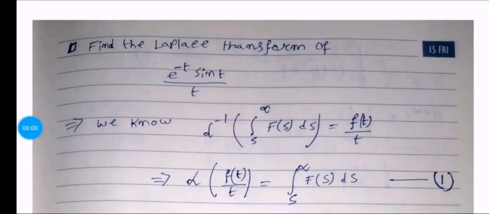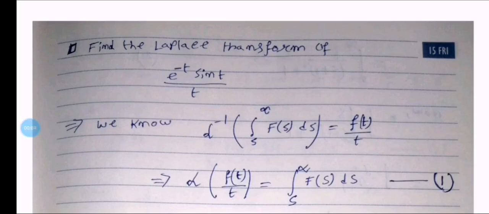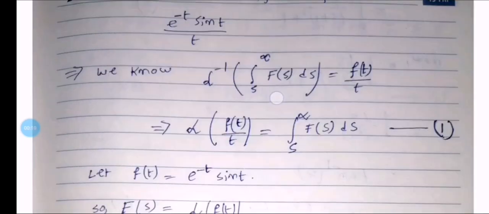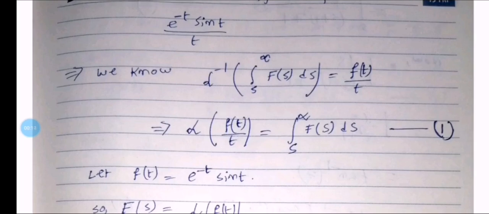So in the next example we will find the Laplace transform of e to the power minus t sin t by t, by the integration rule. We already know the formula: L inverse of integration s to infinity F s ds equals f t by t. So if we multiply both sides by L, L of f t by t we can write as integration s to infinity F s ds.